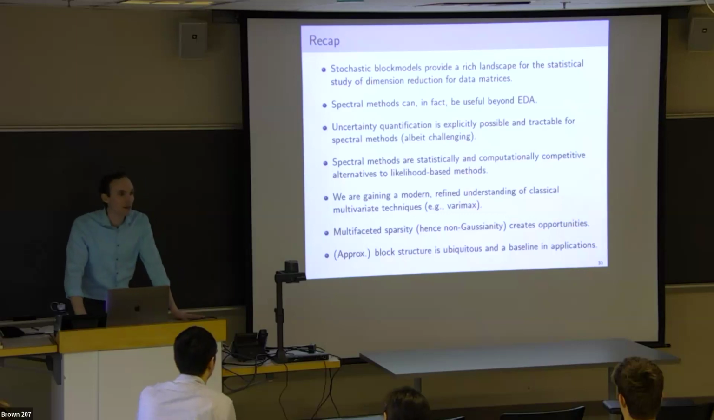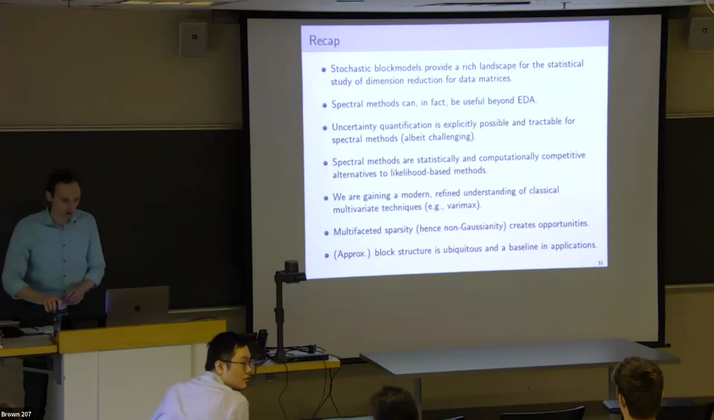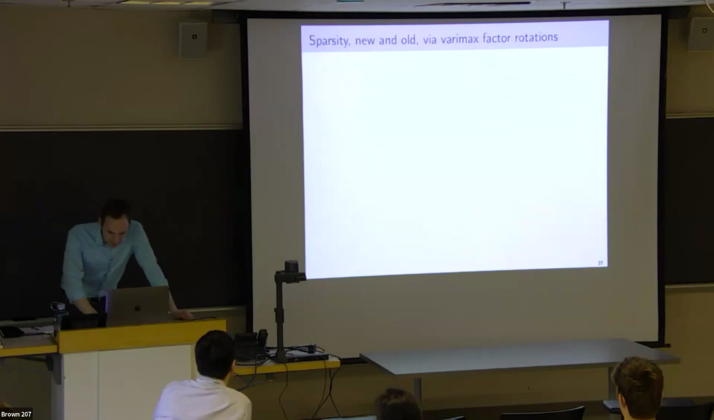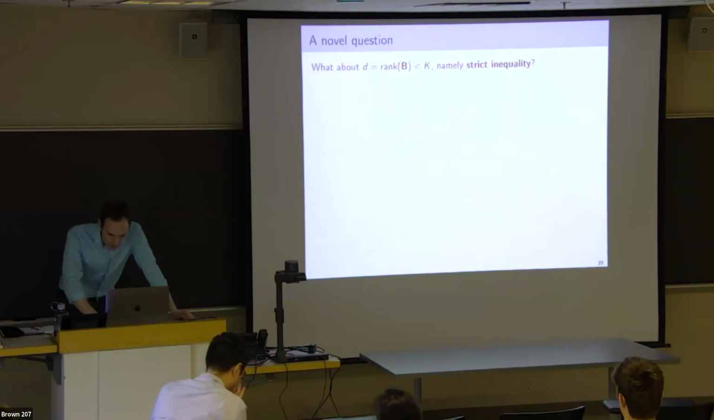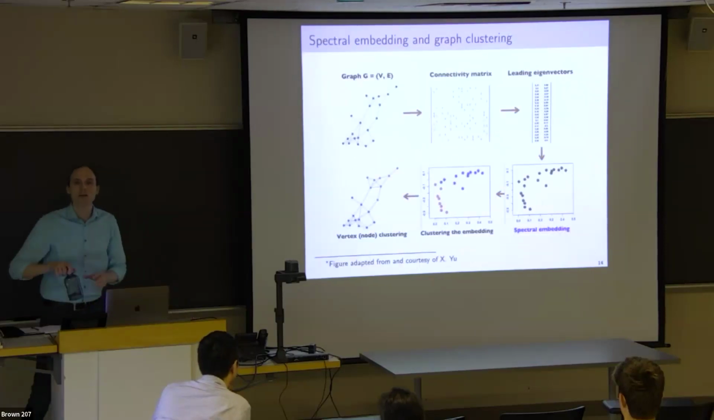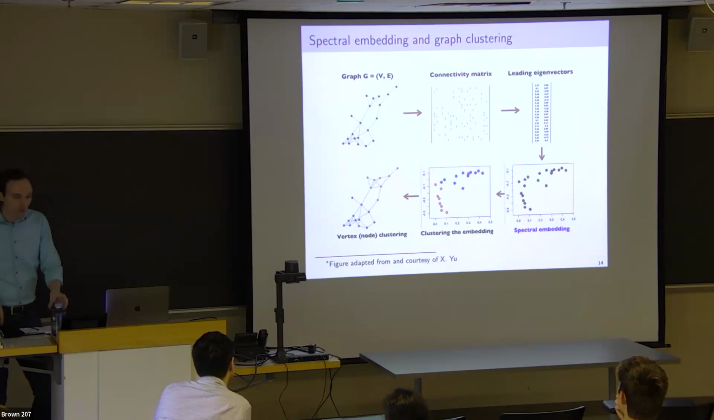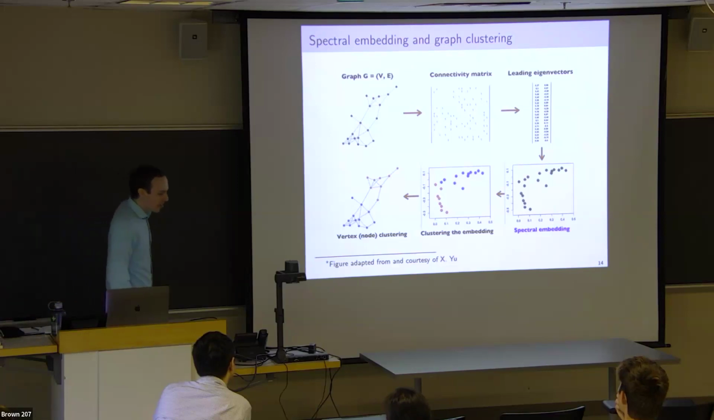Yeah, thank you. Please. Could you go to page 14? Yes. Okay. Just a simple question. Is there any intuitive explanation why the row space of the leading eigenvector is so effective in telling you the underlying clustering? Excellent question.